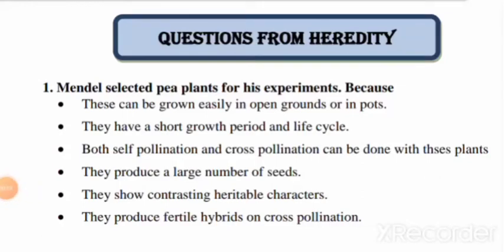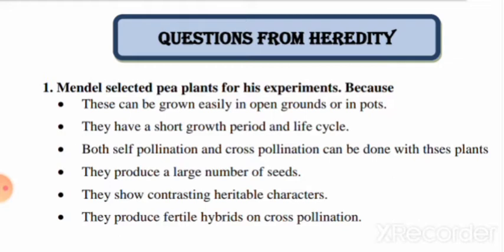Most important and most expected question from the heredity chapter. Mendel selected pea plant for his experiment. Why? Because it can be easily grown in the ground and they have a short growth period and life cycle.